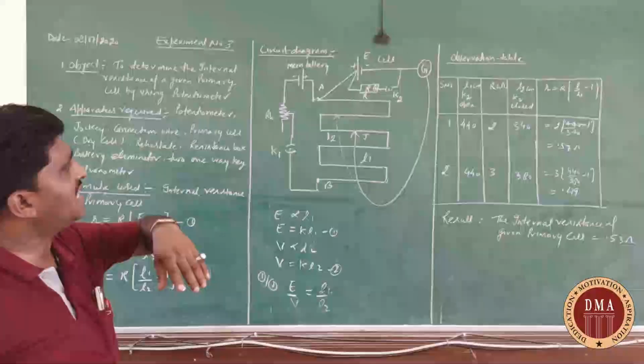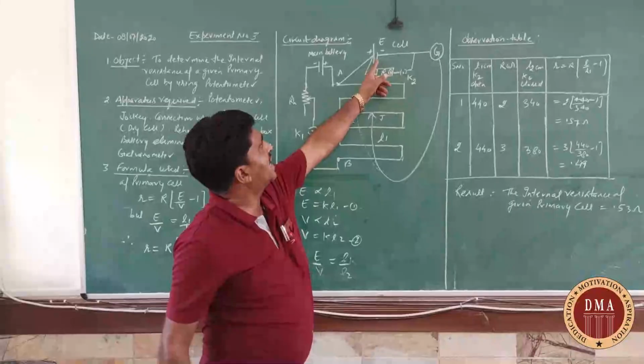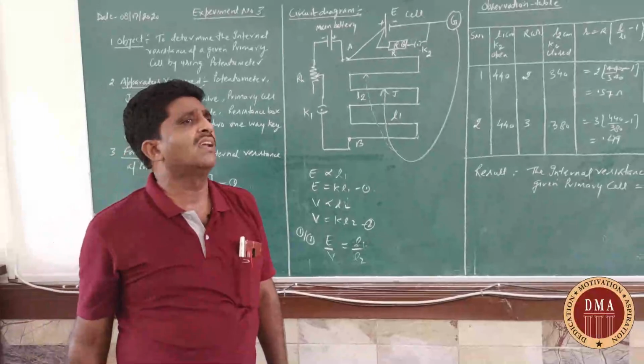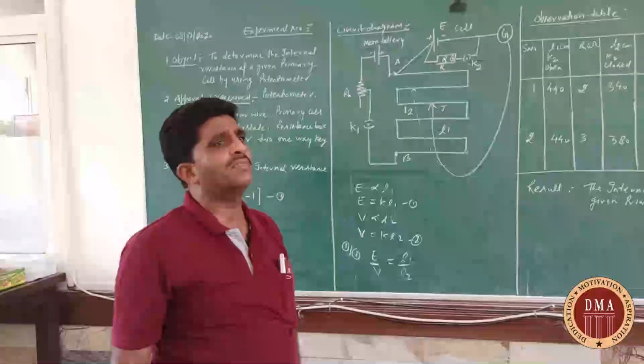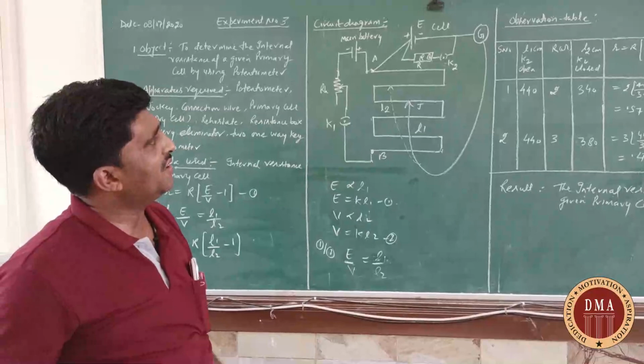And the second possible fault is when the polarity is connected wrongly, so that this one is positive and this is negative, or this one is negative and this is positive. In that case, the deflection goes to one side and you cannot perform the experiment. So first of all, we will check the connections to see whether the experiment is working properly or not. Okay, and we will take the readings.